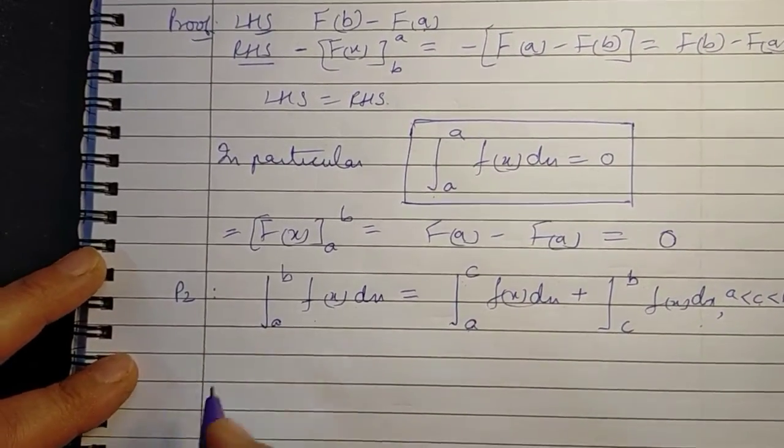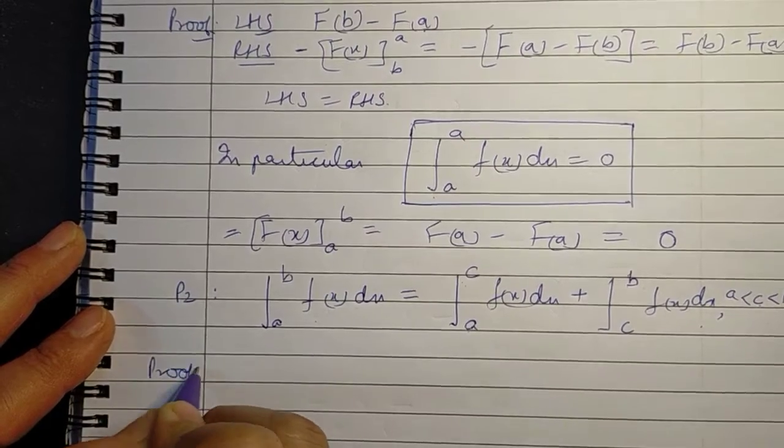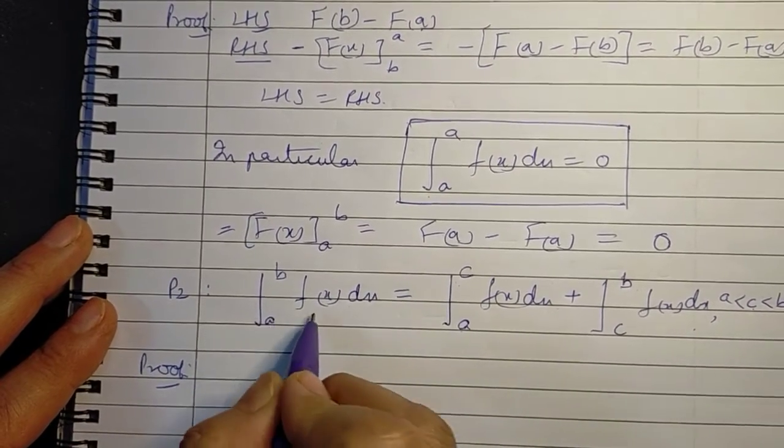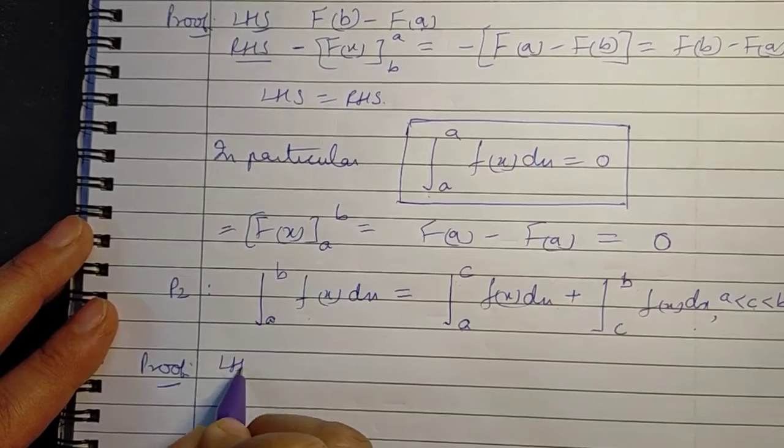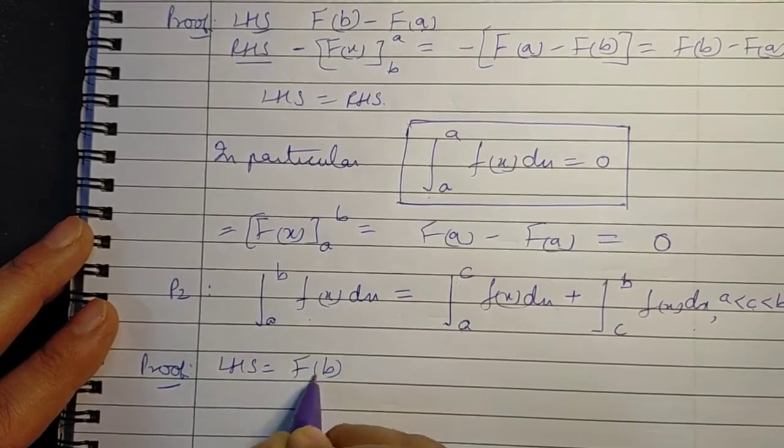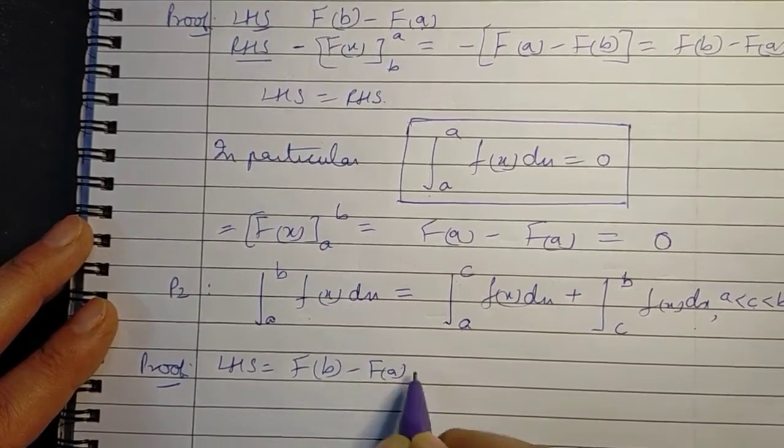So let's quickly take up the proof for this also. So what do we get? We already know the left hand side is equal to F(b) minus F(a). This we are already aware of.